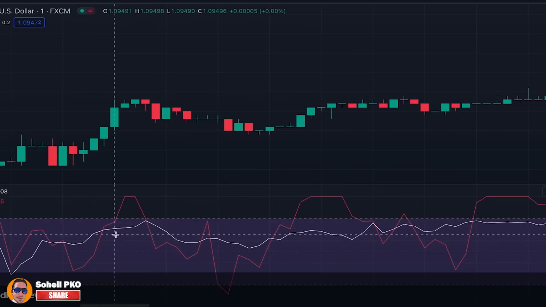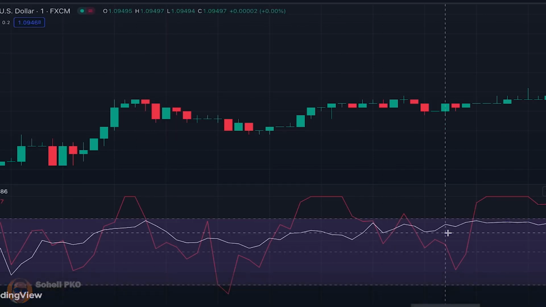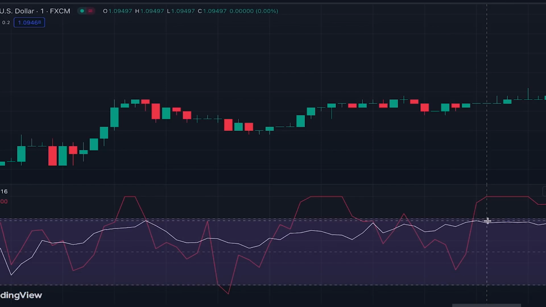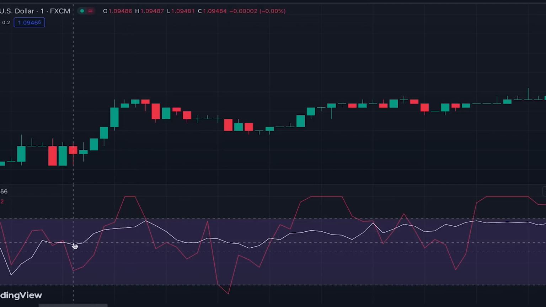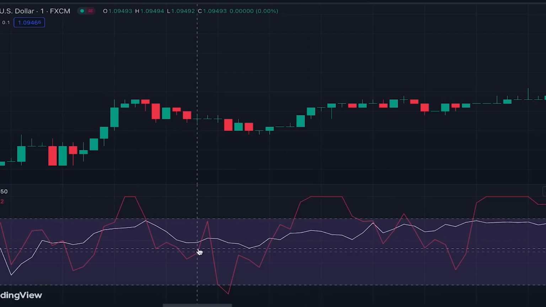We use the longer MFI, the white MFI, for identifying the current trend of the market. When it's above the center line, the market is trending up, and when it's below the center line, the market is trending down. And then by the help of shorter MFI, the red MFI, we discover buy-sell signals. When the white MFI is above the center line, we focus on long position signals. We only try to find long position opportunities because we want to enter in the current direction of the market.